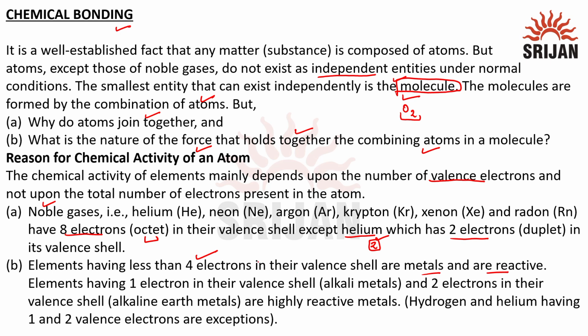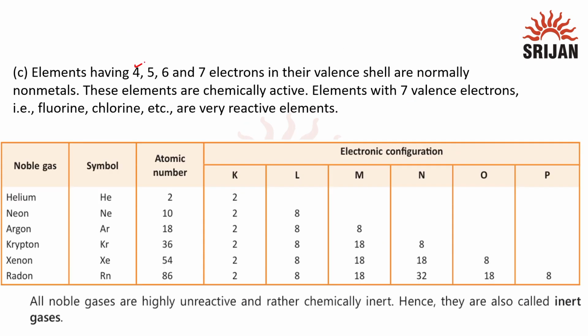Moving ahead, elements having 4, 5, 6, 7 electrons in the outermost shell are non-metals because they tend to gain electrons to complete their octet. And these elements are chemically active also. Elements with 7 valence electrons, like fluorine and chlorine, are very highly reactive.